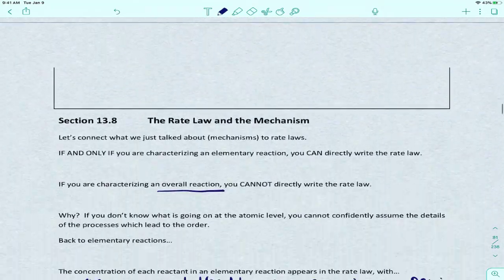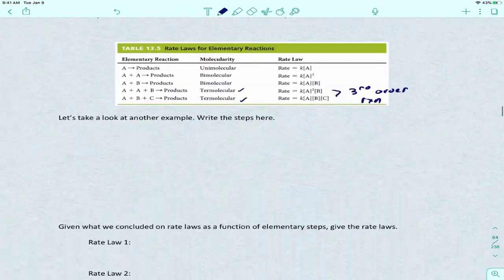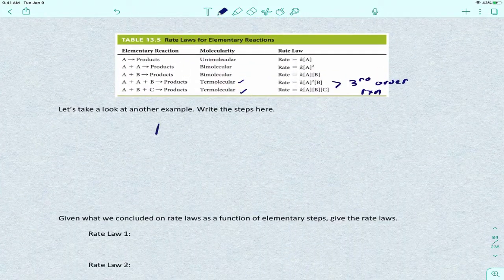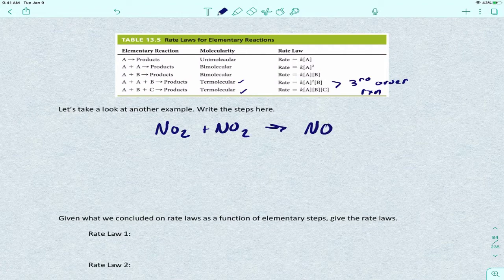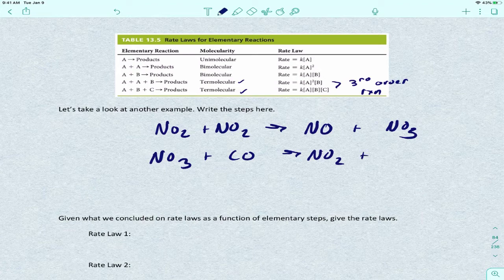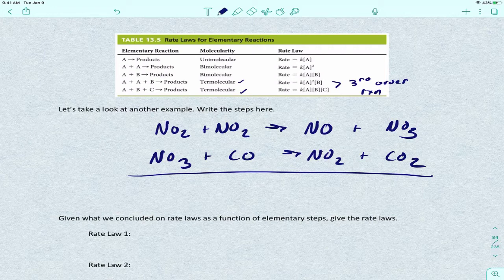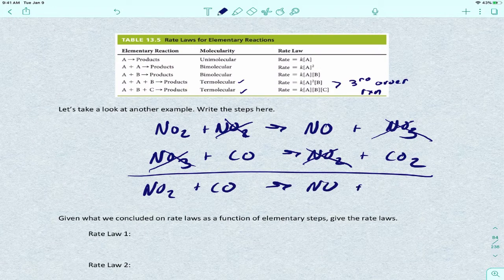So putting this all together, I'm going to rewrite what we had previously. So you have this, that NO2 plus NO2 yields NO plus NO3. And that NO3 plus CO yields NO2 plus CO2. And we added those up. We were able to cancel out the NO3. We canceled out one of the NO2s. So we had NO2 plus CO yields NO plus CO2 as the overall.